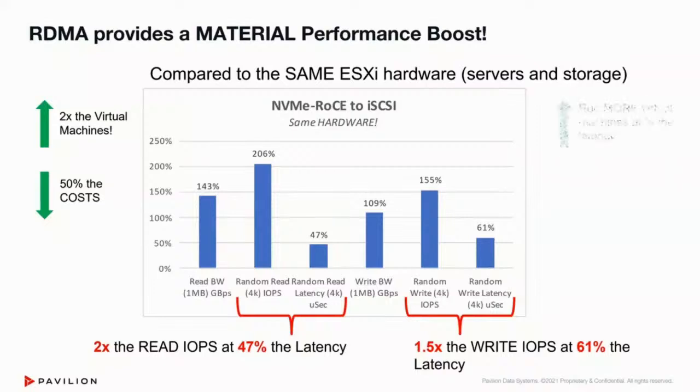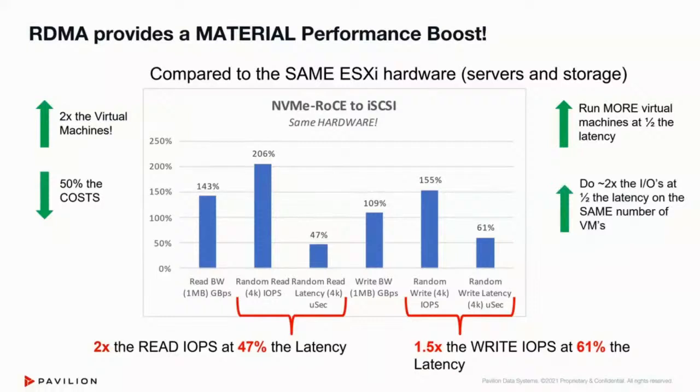Look at the next metric. It means I can run more virtual machines, and looking at these latency numbers, I can do that with half the latency. So one more click here, David. It means I can do twice the I/O at half the latency on the same number of VMs.